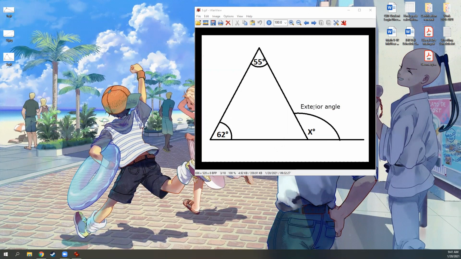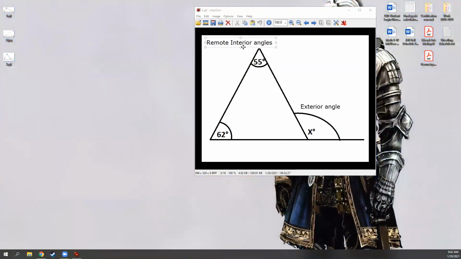Now, if this is the exterior angle you're looking for, these things come in pairs. There's an exterior angle and then what we call remote interior angles. And these things are a paired set. So remote means far away. Remote means far away. These come together. If I have an exterior angle of a triangle, then I have a remote interior angle. I have two remote interior angles.